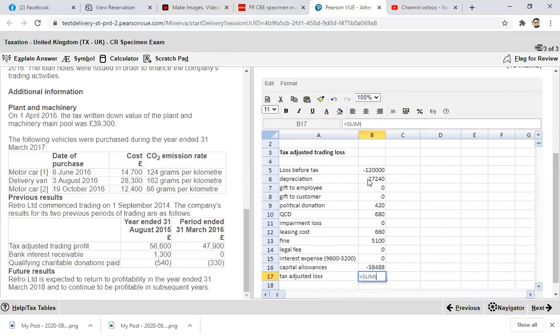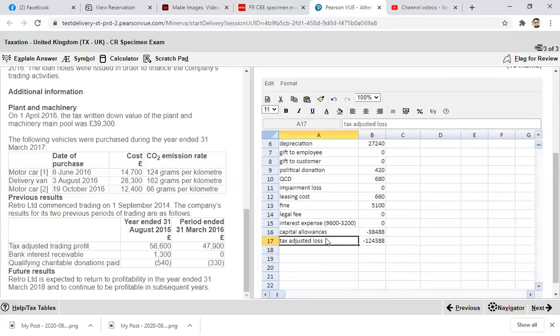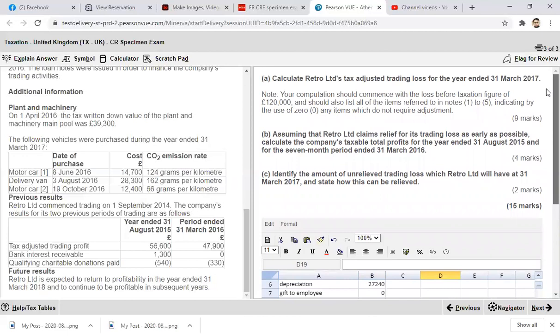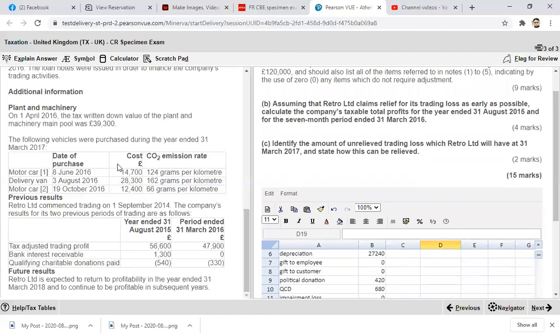Calculate the sum from this figure. So you can see there is a loss of 6,000. Now, the next part says to claim loss relief as early as possible against 31st August 2015 and the 7 month period to 31st March 2016. So you can see that before this, we have the year ended 31st August 2015. And between them, the period is September, October, November, December, January, February, March, 7 months. So we have a carryback rule of 12 months.